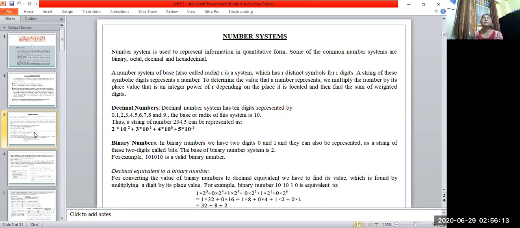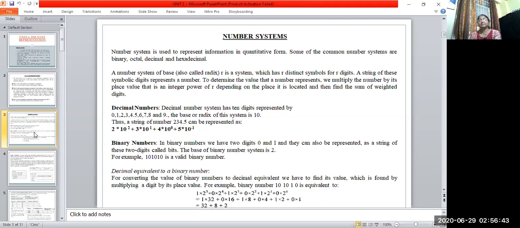10 is the base of this number system, which means every digit of the decimal number system has a positional weight. The positional weight is the base raised to a power. It is 10 to the power 0, 10 to the power 1, 10 to the power 2, 3, 4, and so on. Let us understand it through an example. How do we understand this? We will try to understand it with an example.